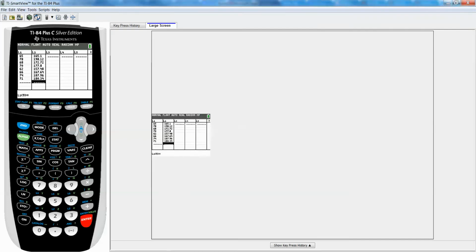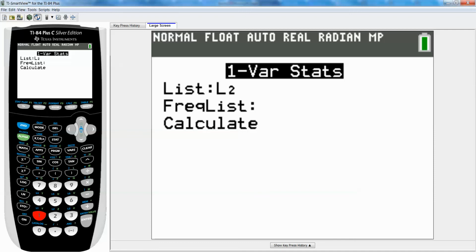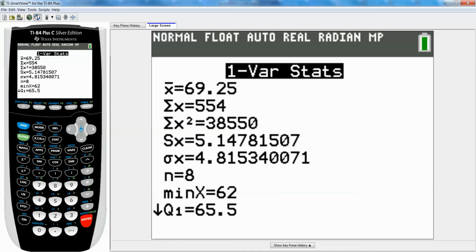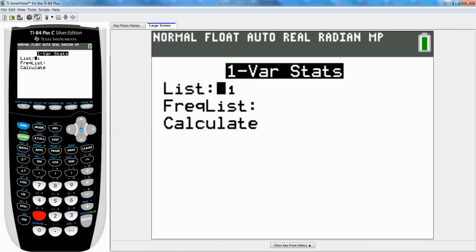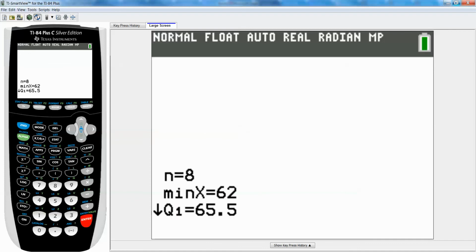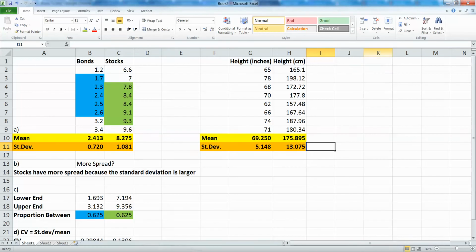And then I hit stat, calculate one variable. I'll say L1, second 1, go down to calculate, enter. There we go, 69.25 and 4.8. And then I would do it again, stat, calculate one variable, L2, second 2, go down to calculate, enter. And I get 175.895 and 13.075. And I already had all those calculated from Excel, but there you go.